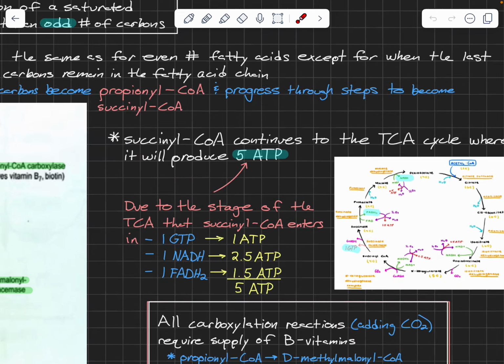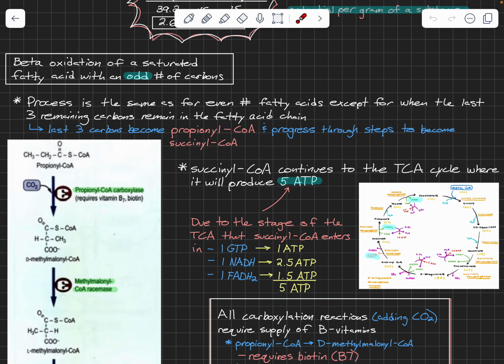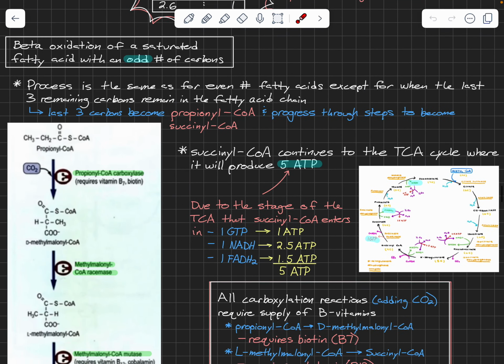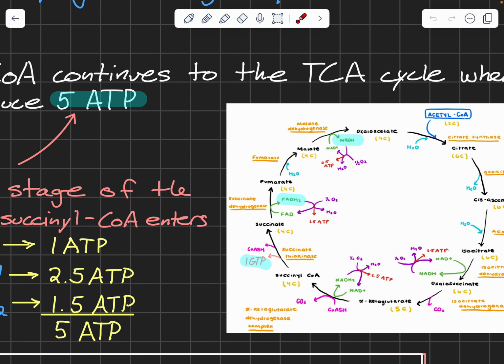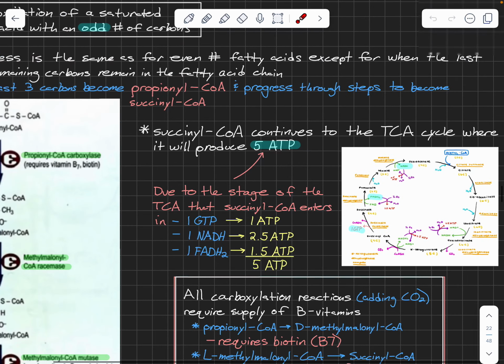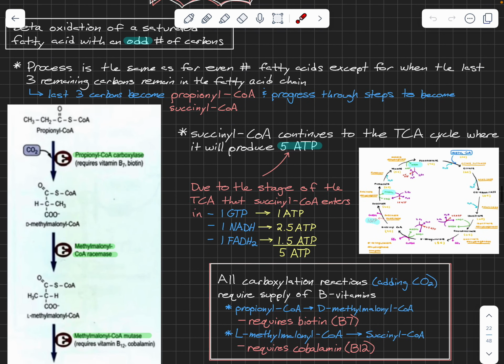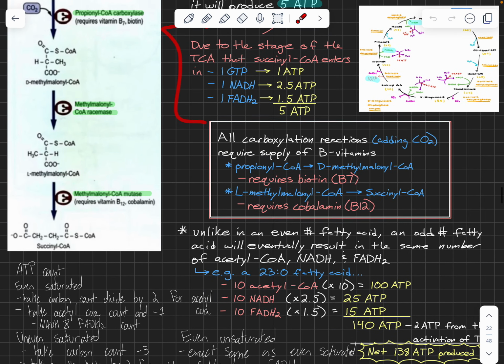So these 3 carbons will eventually turn into propionyl-CoA, and they will progress eventually into succinyl-CoA, which, if we remember, is present in the TCA cycle, and it will also produce 5 ATP eventually, because we get 1.5 right here, 2.5 right here, and we eventually get a GTP or ATP, another little form of energy right there. Yep, that's a little math right there. All right.